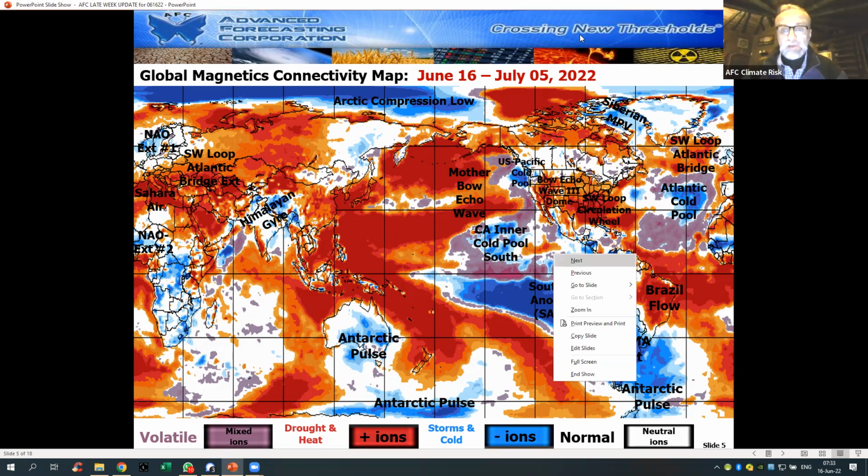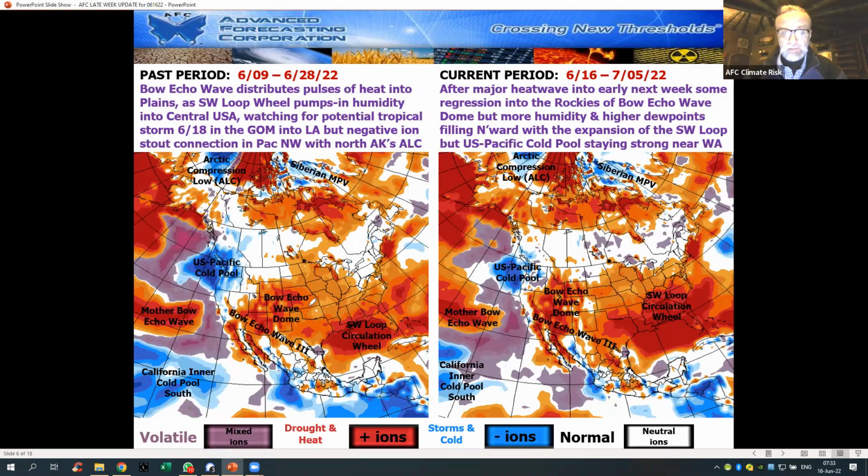All right, let's go into the zoom here. Now, remember, the one on the left was last Thursday, all right? And we had the Bow Echo Wave Dome ejecting northeastward. You can see the red here. That's why we were saying Chicago's going to heat up. Now, for next week, after Tuesday or Wednesday, the Bow Echo Wave Dome is going to pull back westward. So that's all these positive ions here.